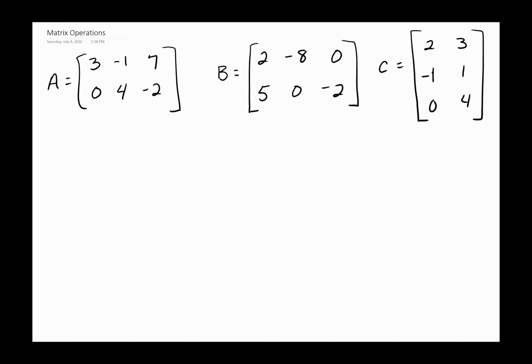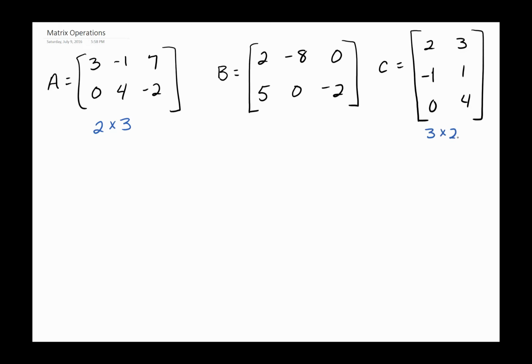All right. In chapter 2, we start looking more in depth at matrices. And so I've got here three matrices. The first thing we want to talk about briefly is their size. A is a 2 by 3 matrix, and so is B. We count the number of rows, and then the number of columns, you count down and then over. C is a 3 by 2 matrix.